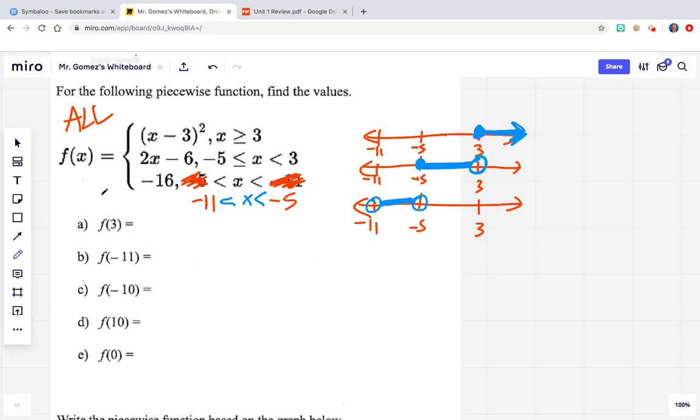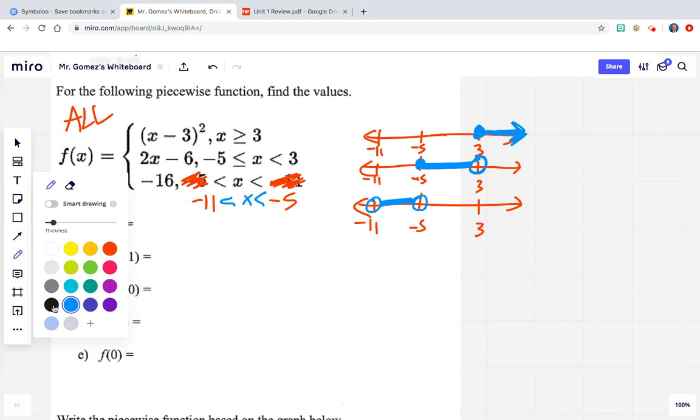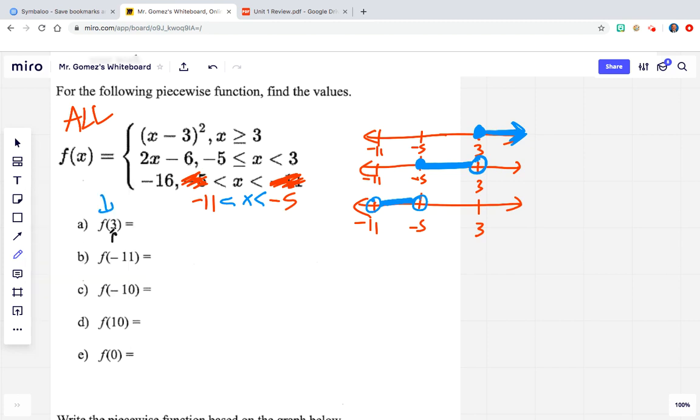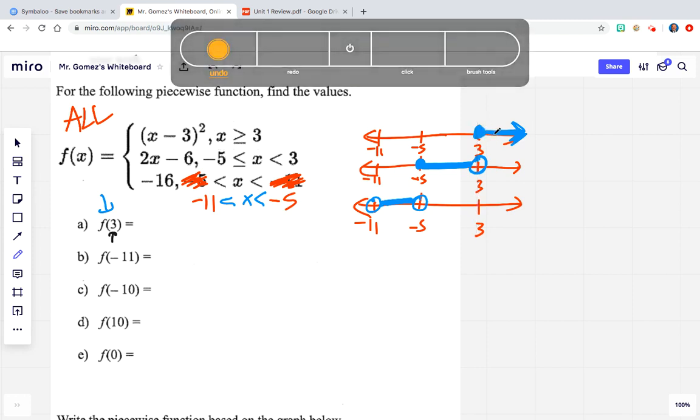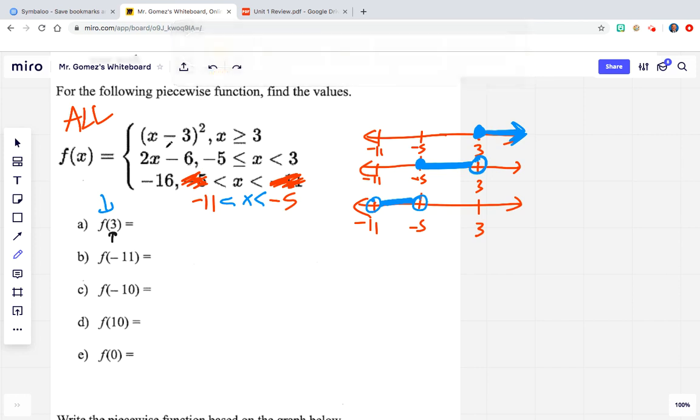So if I asked you, what's f of 3? That means on all this, find x is equal to 3. So x is equal to 3 is right here. And you have to ask yourself, which one is it touching? Well, it's touching this domain. That's where it exists because it's closed right there. So we're going to use the top function for this.